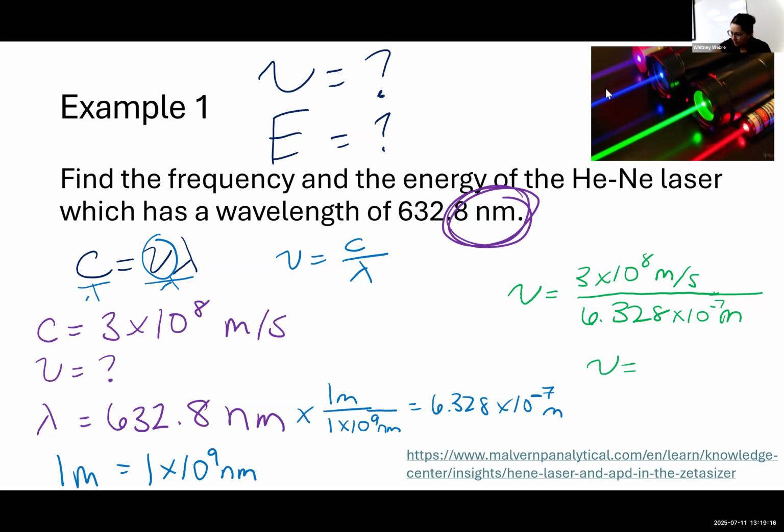That's 4.74 times. Yes. Let me just show you the cancellation of the units. So I have meters here and I have meters here, and my seconds is still in the denominator. So my answer is 4.74 times 10 to the 14th. It's a big number. You could write that as seconds to the -1 or 1 over seconds. It still has to be in the denominator. That's hertz. That's okay if you don't have that memorized. Just seconds to the -1.